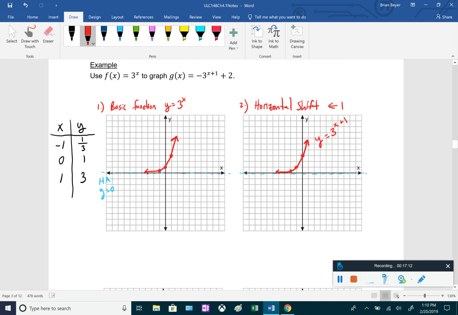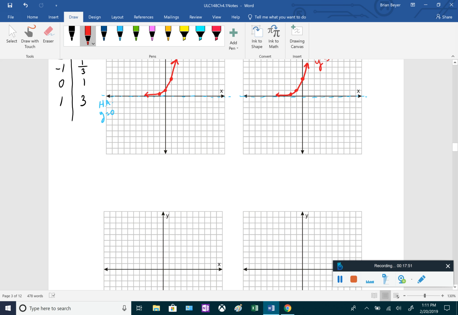The next thing that we would have to check for would be stretching and shrinking. Just remember, the order that you do this does matter. First, you check if there's a horizontal shift. Then you check if there's any vertical or horizontal stretching or shrinking. Then you check if there's any reflection. And then you do vertical shift last. So looking at this function here for g of x, we don't have a vertical or horizontal stretch or shrink. We don't have a number other than 1 or -1 being multiplied out front or being multiplied on the x, so we can skip it.